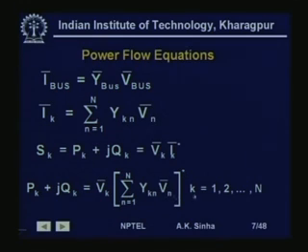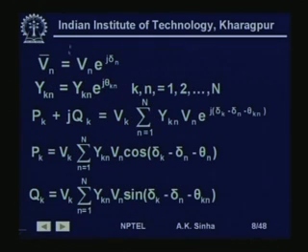This is applicable to all buses k is equal to 1 to n, that is from 1 to n all buses this expression can be used, where we will replace k by 1, 2, 3 and so on, where the voltage phasor at bus n, any bus n, is Vn is equal to the voltage magnitude at that bus, Vn e to the power j delta n, where delta n is representing the phase angle of the voltage phasor.